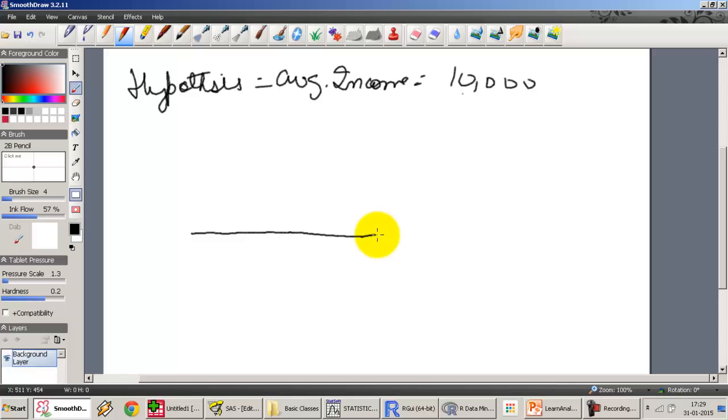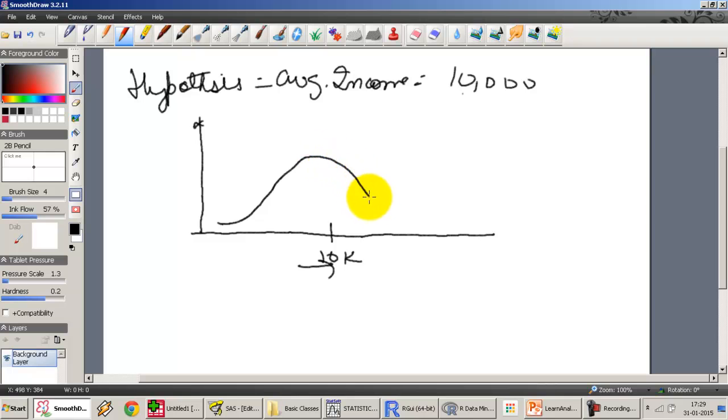Therefore, if it is actually 10,000, and I track income over here and probability over here, so let's say this is at the 10k level, then the samples extracted from such a population are going to fall on the normal curve. Let me just right shift this normal curve a little. So this is the 10,000 level, and I'm going to have a normal distribution centered around 10,000.